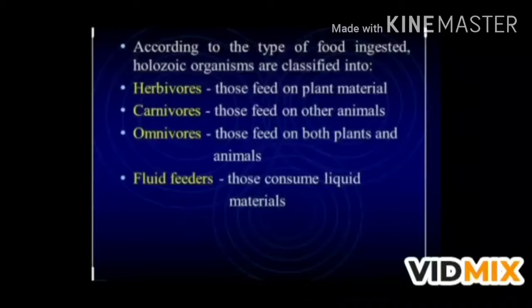Now omnivores, both plant and meat eaters. The animals which eat both plants and meat are called omnivores. Man eats both meat and plants, therefore man is an omnivore. Crow, dog, ant, sparrow and myna are some other omnivores.